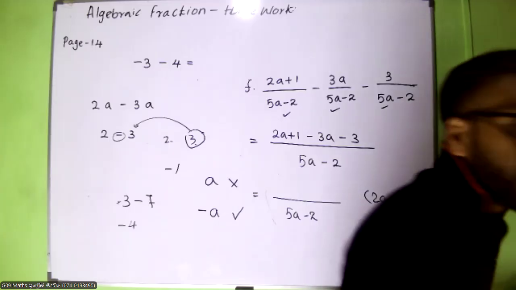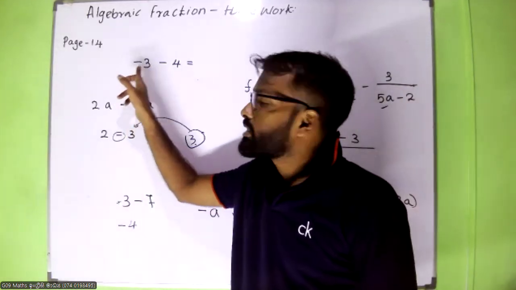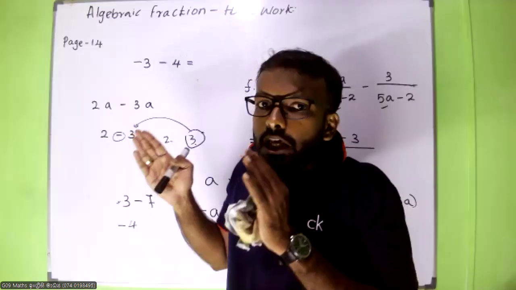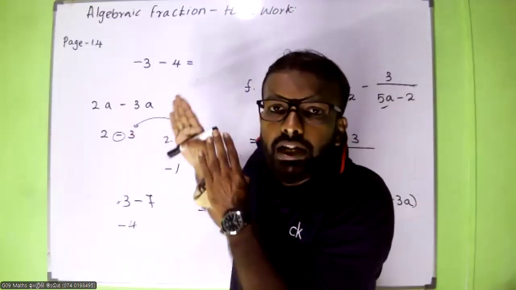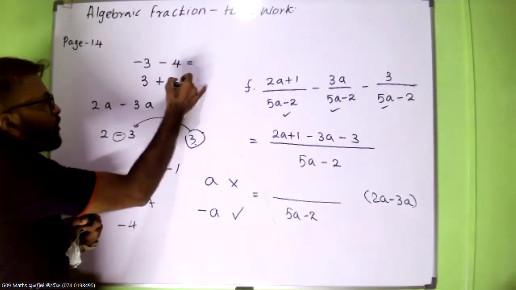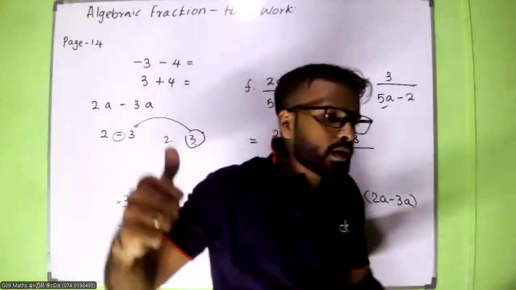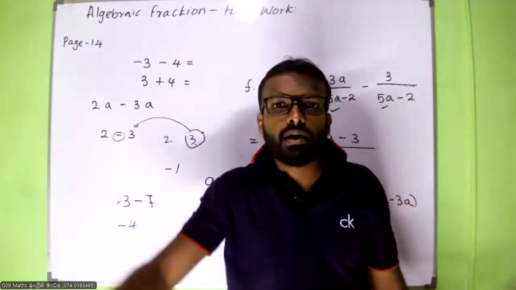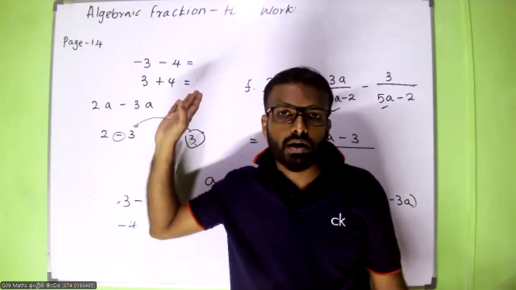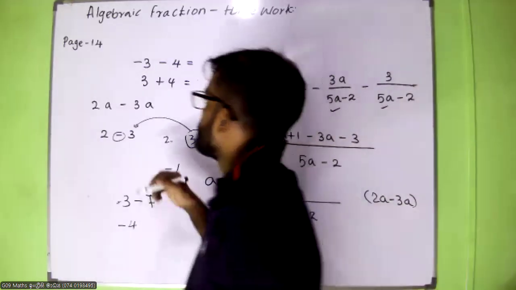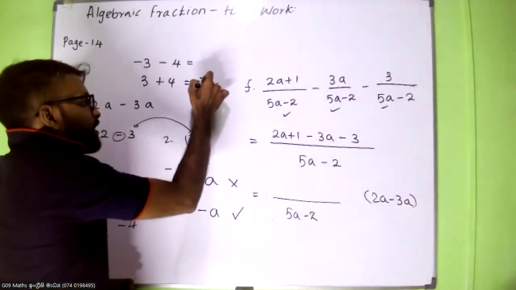Minus 3 minus 4 is very identical to this one: 3 plus 4. Tell me the answer of 3 plus 4. If you do not know this, do not do maths. Yes, it is 7. Super. You know this.